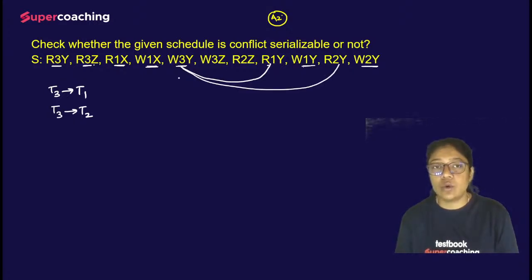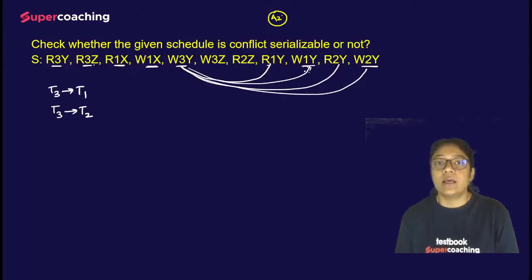This is also considered. So all these points have been considered: T3 to T1 and T3 to T2. Any operation on Z? Yes, it's T3 to T2. It's already taken. Check for the next one. Z. After this, there is no operation on Z.